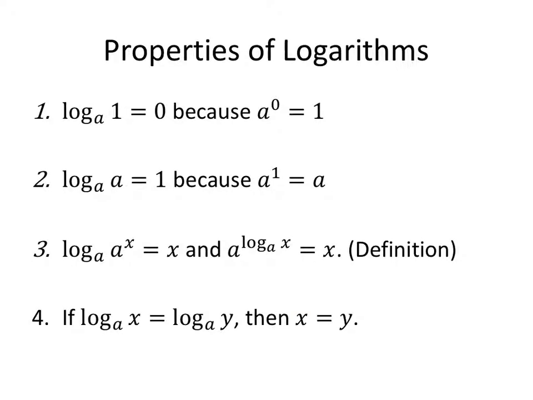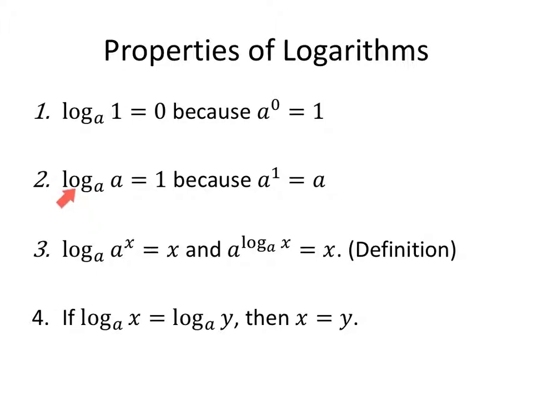Here are some properties of logarithms. Log base a of 1 equals 0 because, what? Well, the base of the log is a, the base of the exponential is a. Log equals the power, so 0 is the power. What is a to the 0? Well, as long as a is not 0, that's equal to 1. And we know, through the definition, that a can't be 0.